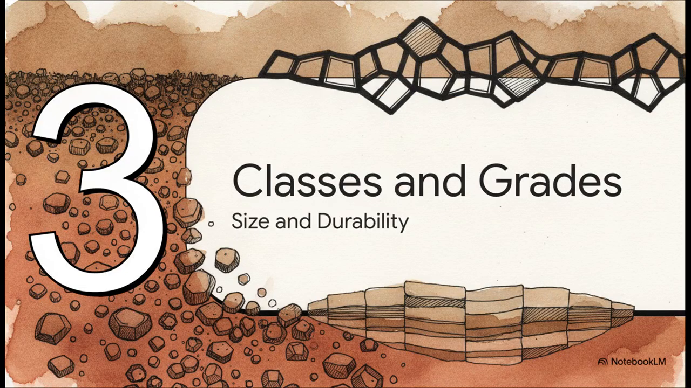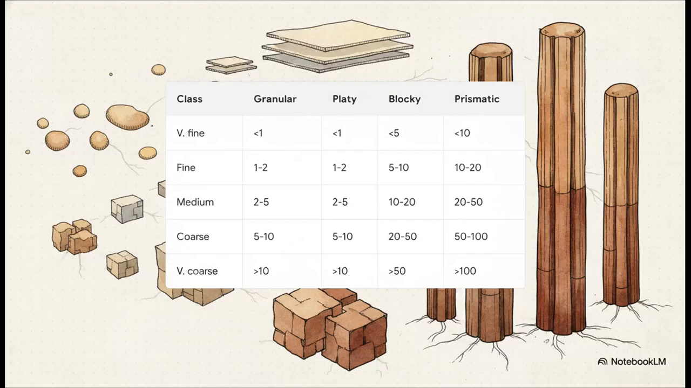Section 3, Classes and Grades. If type tells us the shape, class tells us the size of the PEDs, and grade determines their distinctness and durability. It is really insightful to look at the precise size mapping across these different structure types.